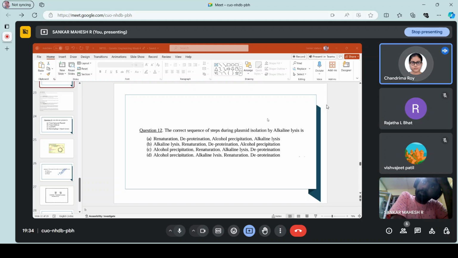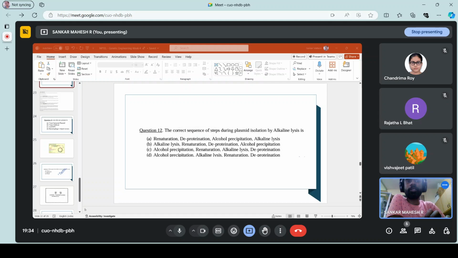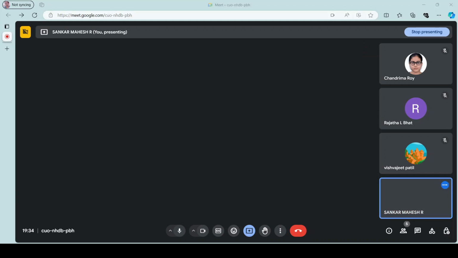This is option B. Right. So it starts with alkaline lysis, then renaturation, then deproteination, and finally alcohol precipitation. Here it's just a brief protocol. We have NaOH and SDS. SDS solubilizes the membrane. NaOH breaks down the cell wall and disrupts the hydrogen bonding between the DNA bases, converting double-stranded DNA, including your genomic DNA and plasmid DNA, to single-stranded DNA. This is called the denaturation step.